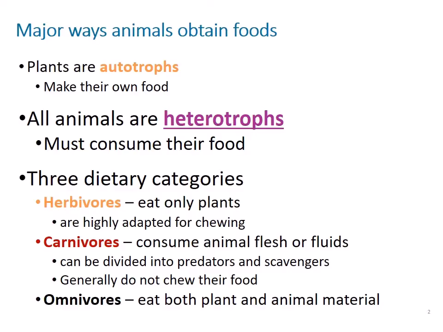Carnivores consume animal flesh or fluids, and they can be divided into predators and scavengers. They generally don't chew their food much. They take big bites and gulp and swallow them down. And then omnivores have teeth that are designed to eat both plant and animal material.